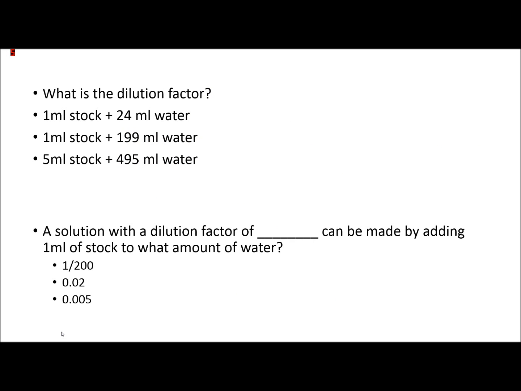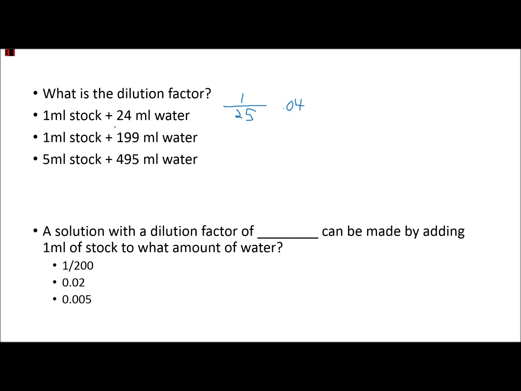Alright, now let's practice some dilution factor problems. Starting with the top here, just jump right in. What's the dilution factor when you have 1 milliliter of your stock solution and 24 milliliters of water? Well, just like we were doing before, we added 1 milliliter to 24. So our total is going to be 25. So our dilution factor is 1 over 25, or 0.04.